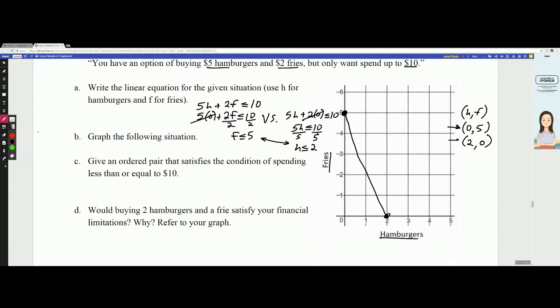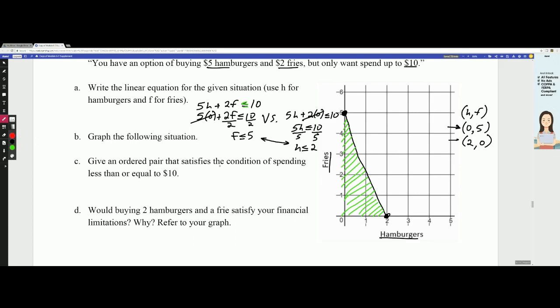Now, don't forget, we're graphing, and this is an inequality. That means we have a shaded region. So it's less than or equal to, so we're going to go below the boundary line. Anywhere in this shaded region should work as true solutions. Solutions are true statements.